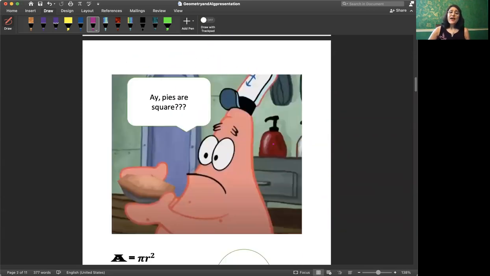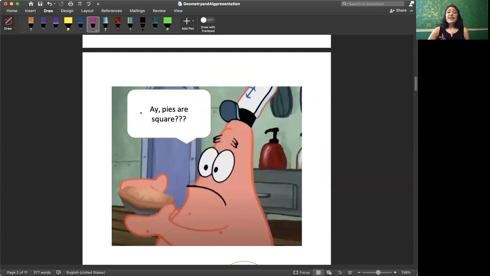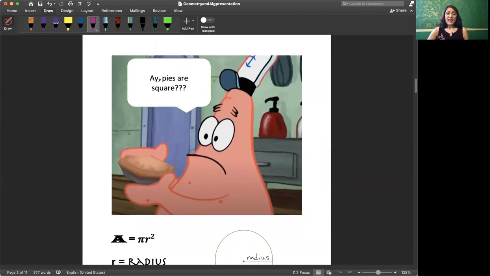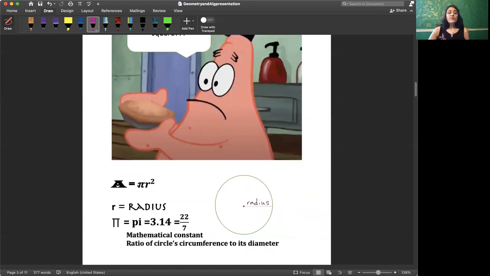And here's Patrick saying, A, pies are square. And we say, no, silly, they're mostly round, they're mostly circular in shape. So how does that tie into the area formula? Here it is, A pies are square, which is this: A = πr². So you see that, that is a good way to remember it. So let's understand what everything means.